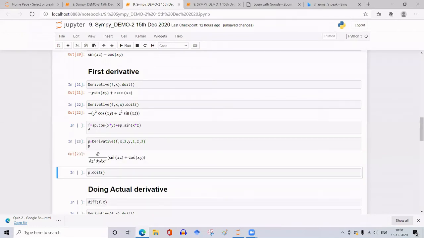In the numerator, of course, it is a partial derivative because we have 3 variables, and the order is 3 plus 1 plus 2, that is del to the power of 6. And in the denominator, you have z cube, x square, and y: del z cube, del y, del x square of sin xz plus cos xy. If you evaluate this, that is p dot doit, what is the answer for this? Tell me.